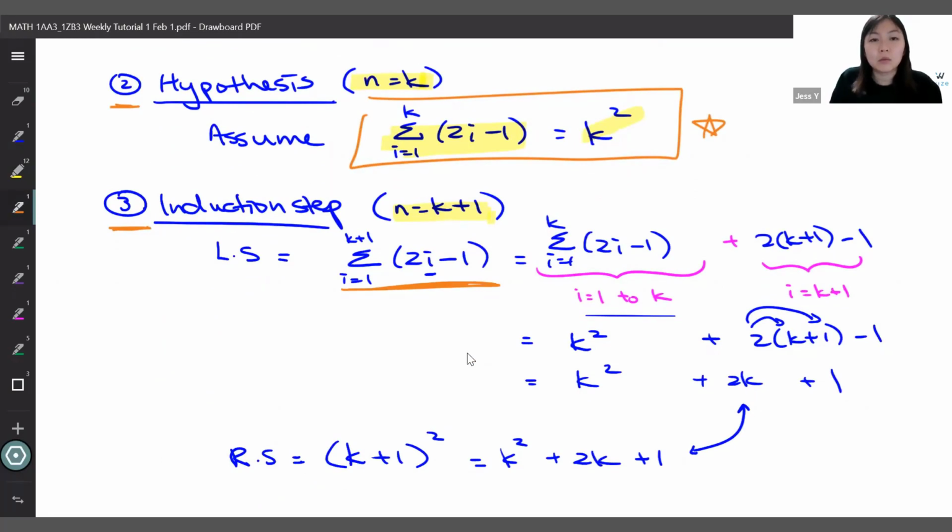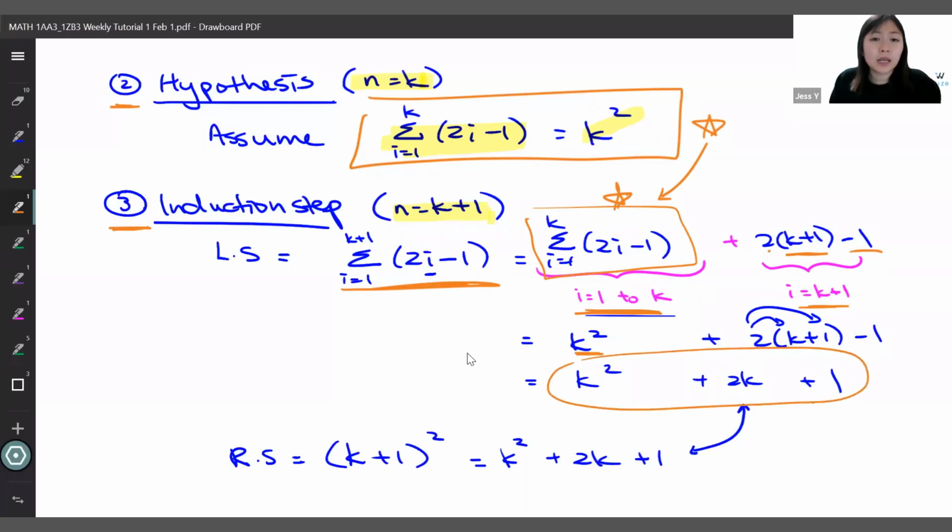So I'm going to break it down. Well, if I'm adding up i equals 1, 2, 3, 4, all the way up to k plus 1, the first k terms where i goes from 1 to k is just this thing, right? It's the sum where i goes from 1 to k of 2i minus 1. And then I have the k plus 1 term, the k plus first term, which is 2 times (k plus 1) minus 1. Now, remember our hypothesis? We're going to use that here. We saw that the sum of the first k terms is just k squared, so that's how I wrote down the k squared. And then once you simplify, you get this thing.